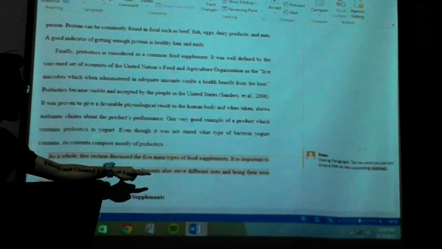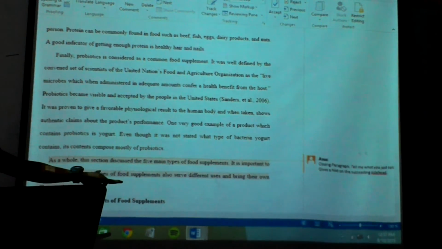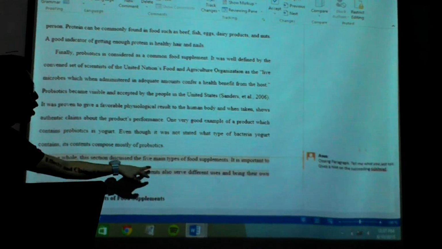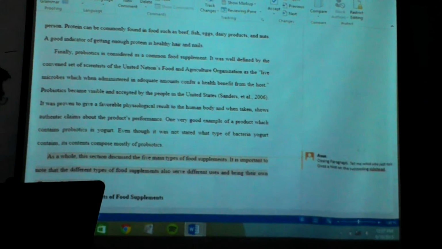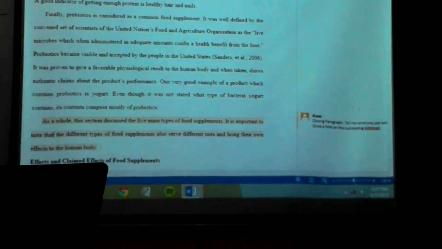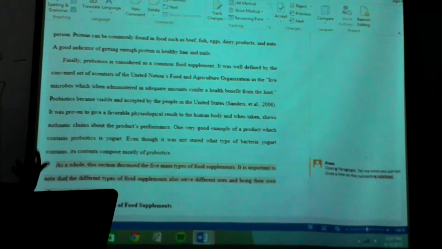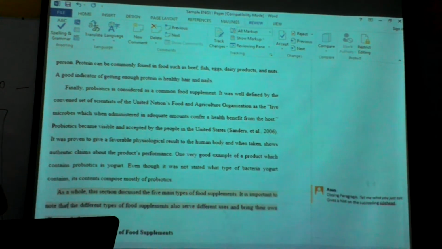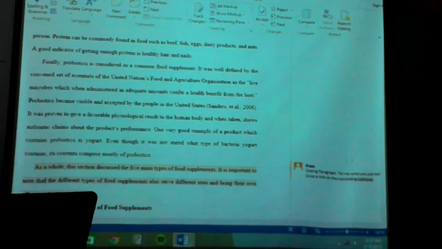Tapos, another thing, warningan mo ako nung susunod na side head. These different types of food supplements also serve different uses and bring their own effects to the human body. Next side head, effects and claimed effects of food supplements. Make sense? Para kumbaga, okay, I'm doing my part, but I am aware of the next question, so I'll have to consciously exert effort in order to make our work together be coherent and all together connected and related with one another. Clear?